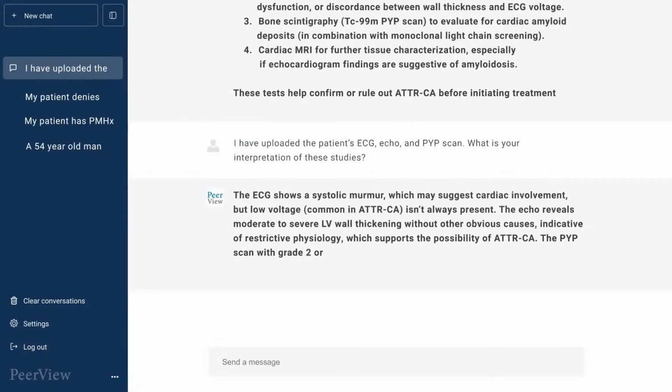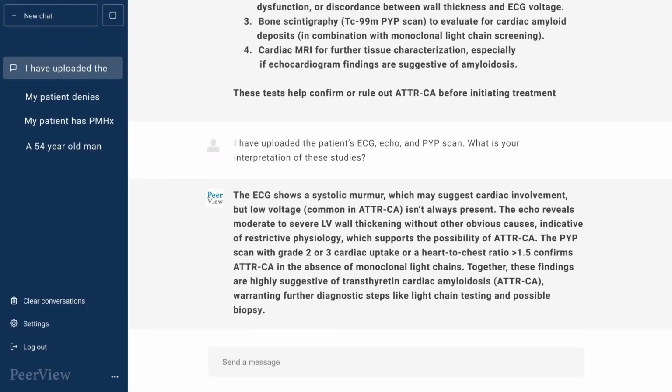So you can see here it comments on a systolic murmur, somewhat strange from an EKG, does note the increase in wall thickness and the restrictive physiology that's noted in this particular individual. It emphasizes the Perugini score is 2 or 3, but the HCl ratio is something that I think has fallen out of favor. But in the absence of monoclonal proteins, this is indicative of transthyretin amyloidosis due to variant disease because of the underlying THR60ALA mutation.